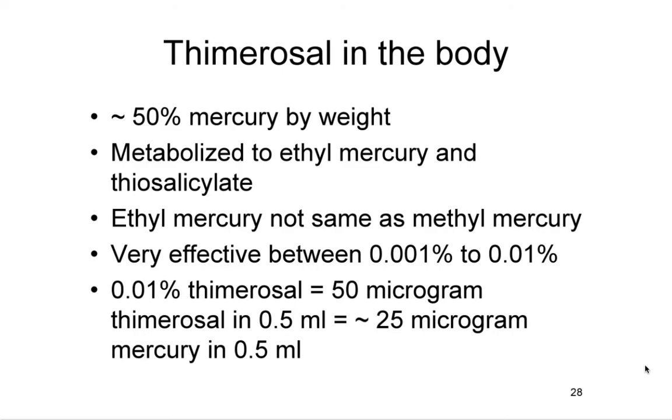However, thimerosal is very effective in 0.001% to 0.1% concentrations. A simple math: 0.01% thimerosal will be equal to 50 micrograms thimerosal in 0.5 milliliters, which will be equivalent to 25 micrograms mercury in 0.5 milliliters of the formulation.